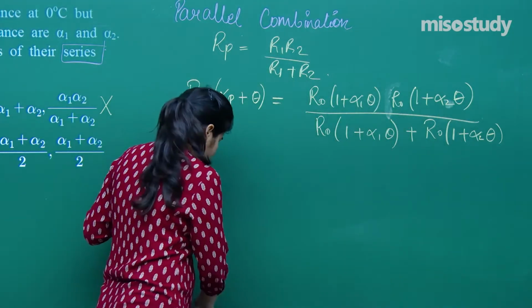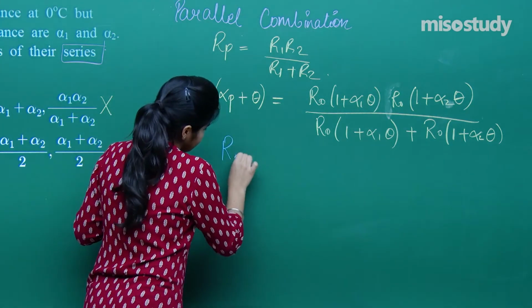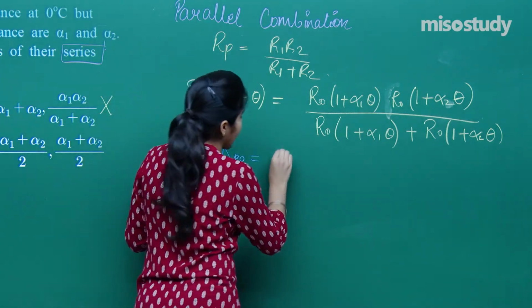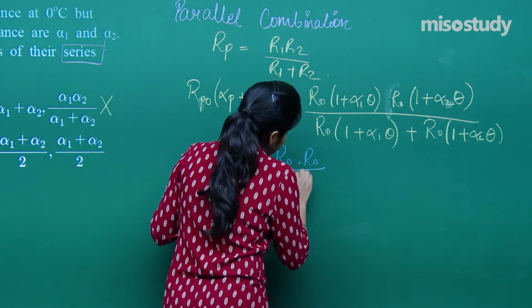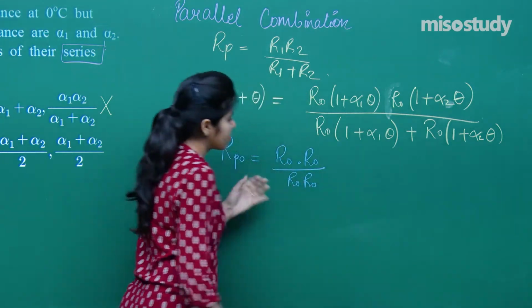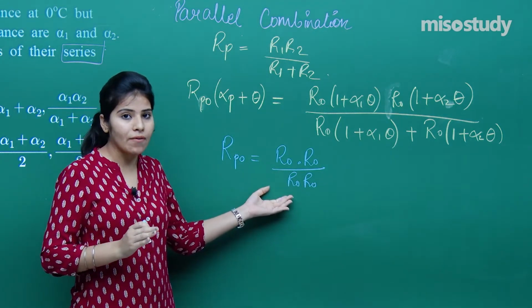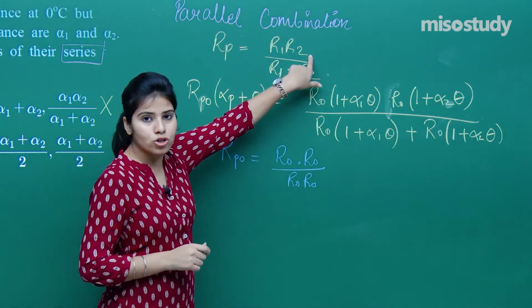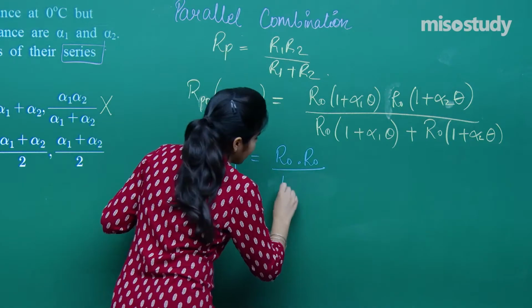Now again, if you are going to solve for this, you can see over here, if we are taking the parallel combination, we will be having R0 into R0 upon R0 plus R0. If we are talking about the initial resistances, we will be having R0 into R0, that means R1 R2 upon, okay, sorry, upon R1 plus R2.